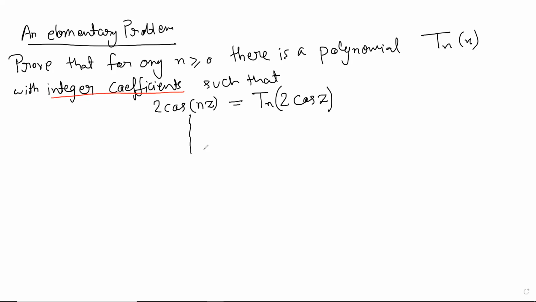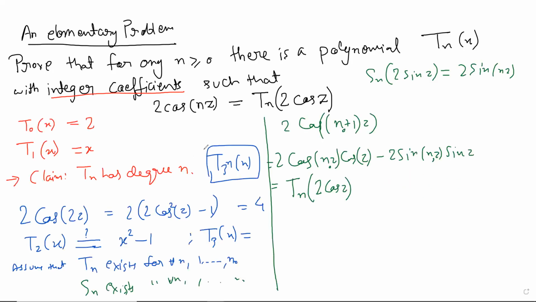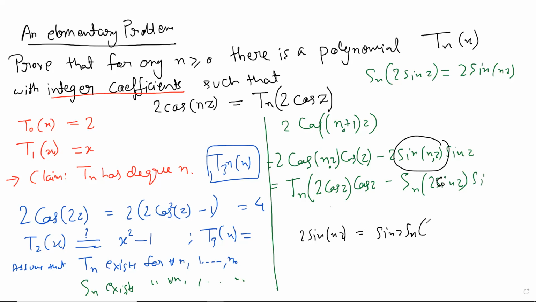Okay, yes. So I think even here we could have made a stronger claim, that for this there is a polynomial which is in terms of cos or something like that. I think that would work. So I think it is something like this. We can say that for 2 sine nz, we can make this claim. There exists a polynomial Sn such that this is equal to sine z times Sn of 2 cos z.